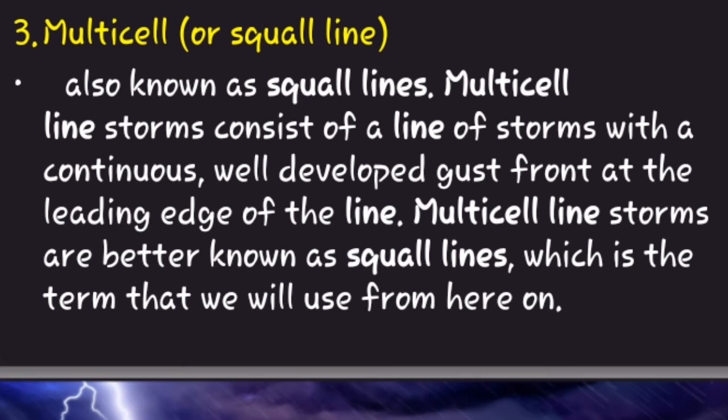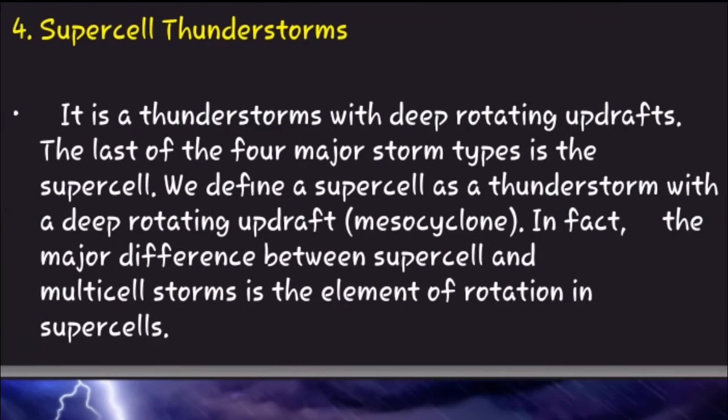Third is the multi-cell line or squall line. Multi-cell line storms consist of a line of storms with a continuous, well-developed gust front at the leading edge of the line. Multi-cell line storms are better known as squall lines, which is the term that we will use from here on. Fourth is supercell thunderstorms.